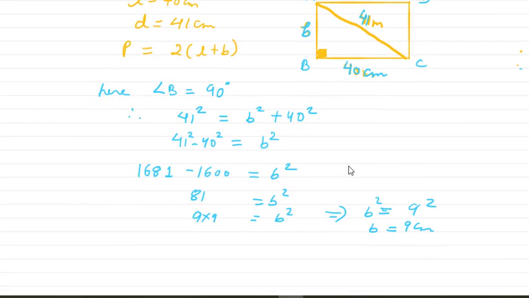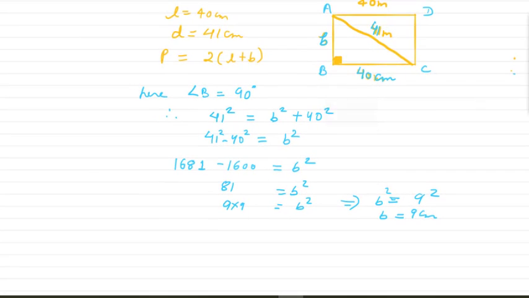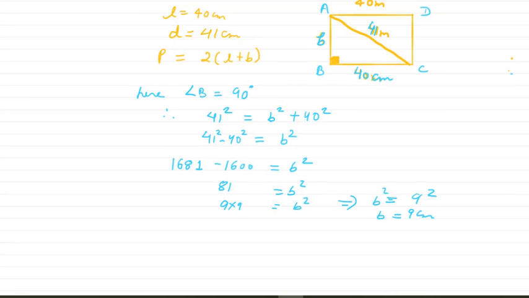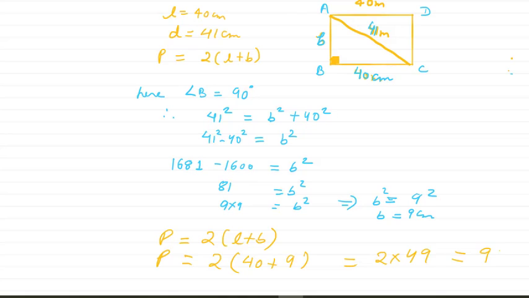Now you can find out the perimeter. You know the perimeter formula, already written here: P equals 2 of L plus B. So here twice we'll take. L, the length, is given as 40 and the breadth we have got is 9 centimeters. So here your P will be 2 into 49, that will give you 98 centimeters. So the perimeter will be 98 centimeters.